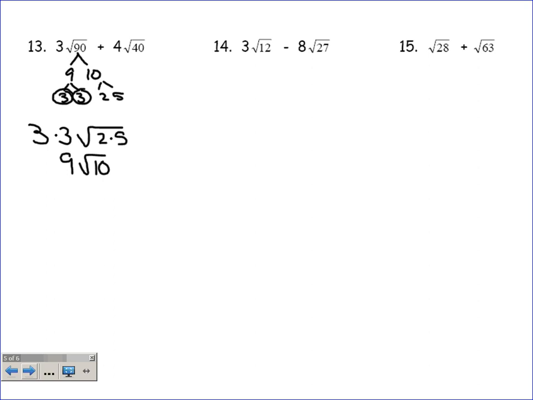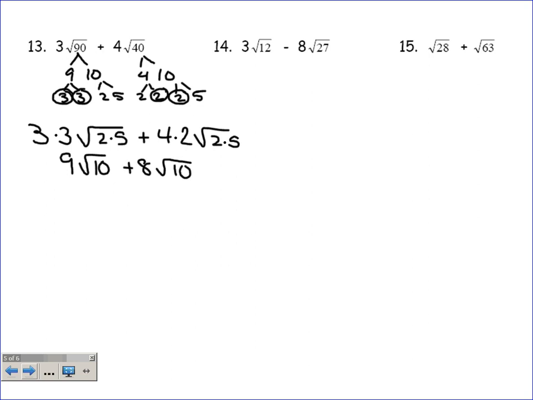40 is going to work out very similarly. It's going to be 4 times 10, which is 2 and 2 and 2 and 5. There's a pair of 2s. So I say plus 4 times my pair of 2s. What's left over is a 2 and a 5, so it goes on the inside, they're multiplied together. 4 times 2 is 8, 2 times 5 is 10. Are the radicands the same? Yeah, they're both 10. So I say 9 plus 8 is 17 times the square root of 10.